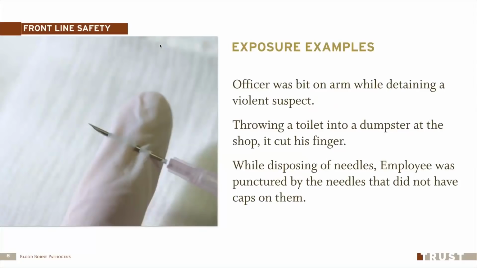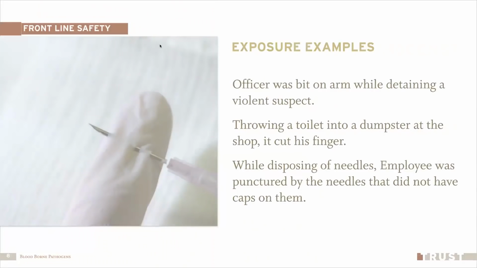And a third example, and this happens as well sometimes, is while disposing of needles, an employee was punctured by the needles that did not have the caps on them. So there's a perfect example of an injection of some kind. But again, we want to look for these things. We want to protect ourselves. We want to make sure that we're not leaving needles out that aren't capped, or that we're using the right equipment to prevent these kind of things, the right protective equipment as well. So we'll look at some more examples there, how to protect yourself from those, but those are just some things that we've seen happen before.